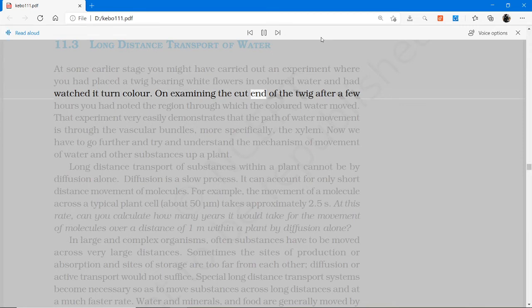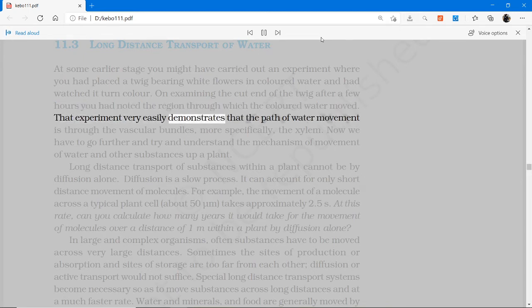On examining the cut end of the twig after a few hours, you had noted the region through which the colored water moved. That experiment very easily demonstrates that the path of water movement is through the vascular bundles, more specifically, the xylem. Now we have to go further and try and understand the mechanism of movement of water and other substances up a plant.